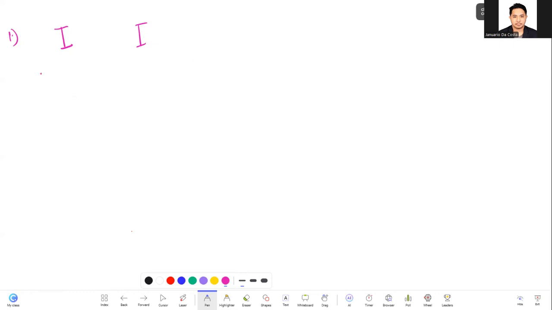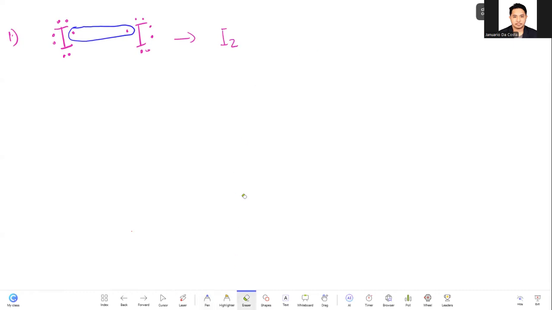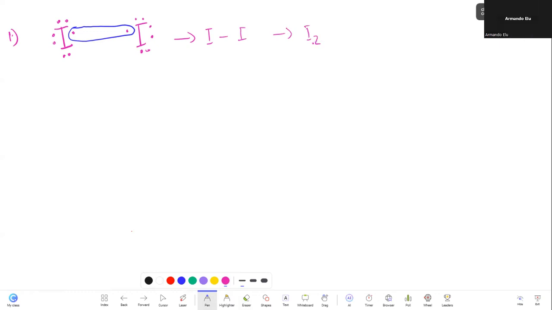Okay, so again, the valence electron of iodine is also 7, yeah? So in order to make this a bond, they have to share this 1 electron over here among them. Okay, so they're making I2. So basically, the way it goes is simply iodine bonding to iodine, forming I2.